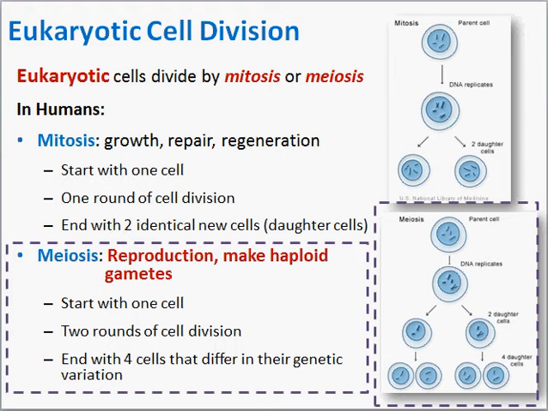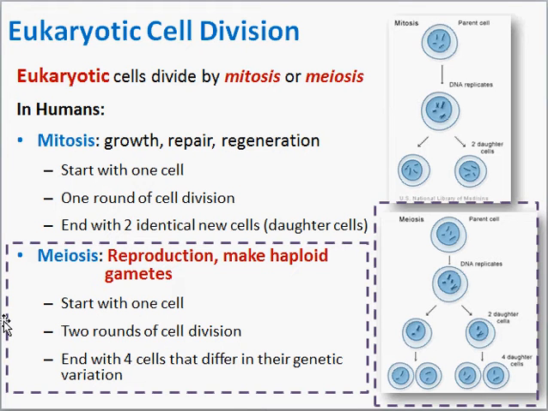So if we take a second to remember where we're at, we had previously learned about mitosis, which is a type of nuclear division followed by cell division, cytokinesis, which is used for growth, repair, and regeneration. And this is the figure at the top. You start with one cell, you go through one round of nuclear division and then cell division. We get two identical daughter cells. Okay, that's great for growth and repair.